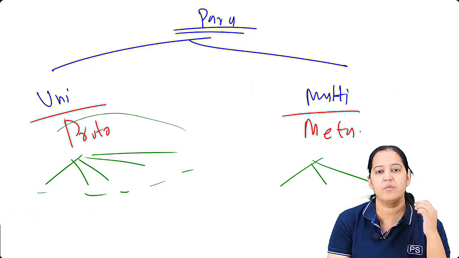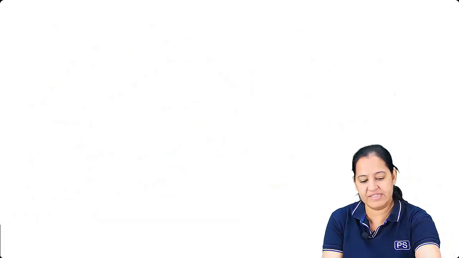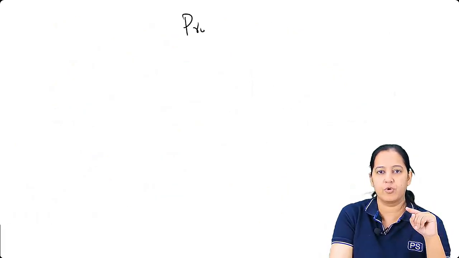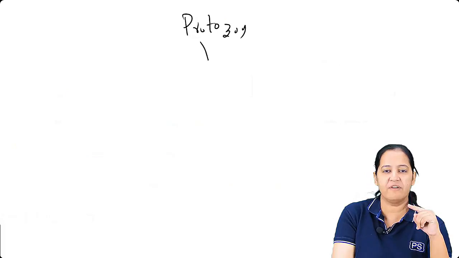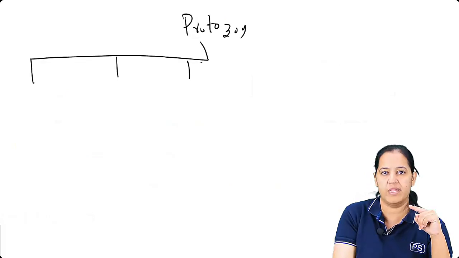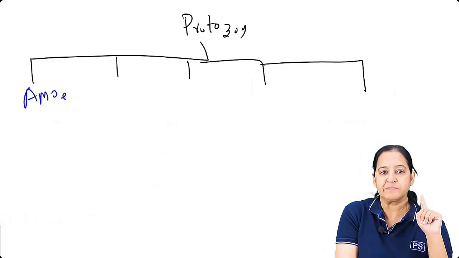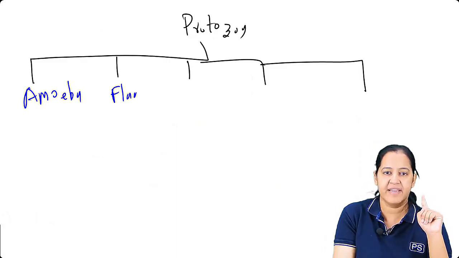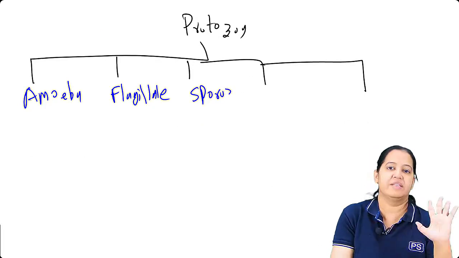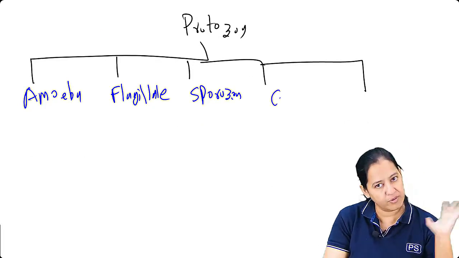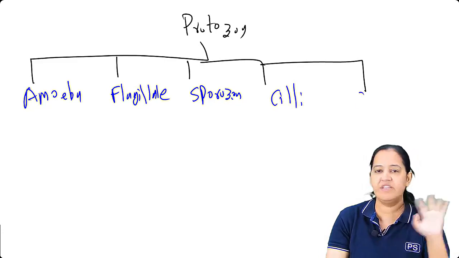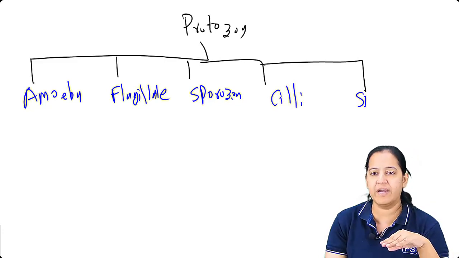So what are the five categories in the protozoa? We will see it once. Who will tell me? Please write down the five categories. 1, 2, 3, 4, 5. Okay, I'm writing. The first is amoeba. The second is flagellate. The third is sporozoan. We will study only these three. The fourth is ciliate. We will not study it. The fifth is microsporidia.